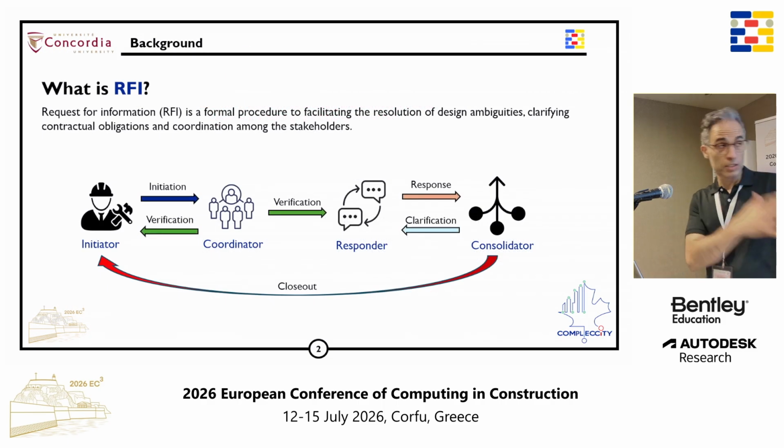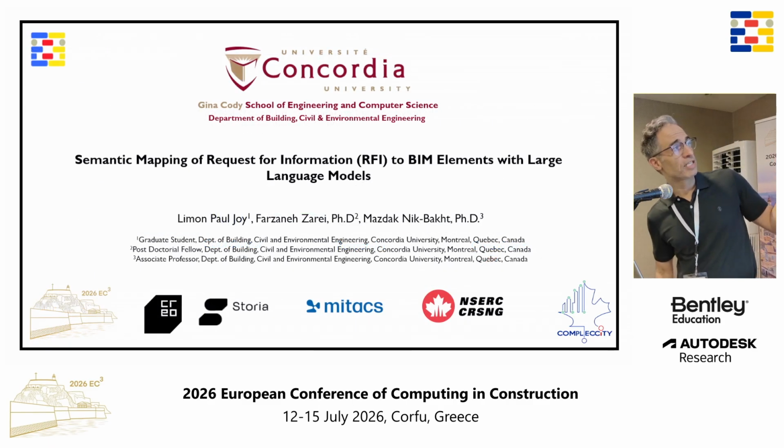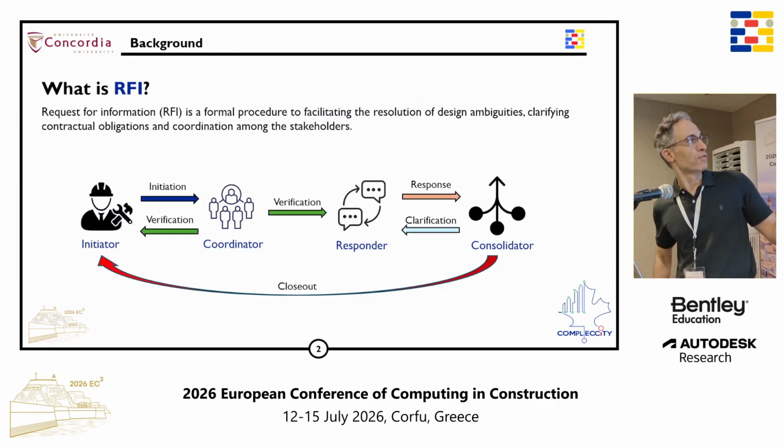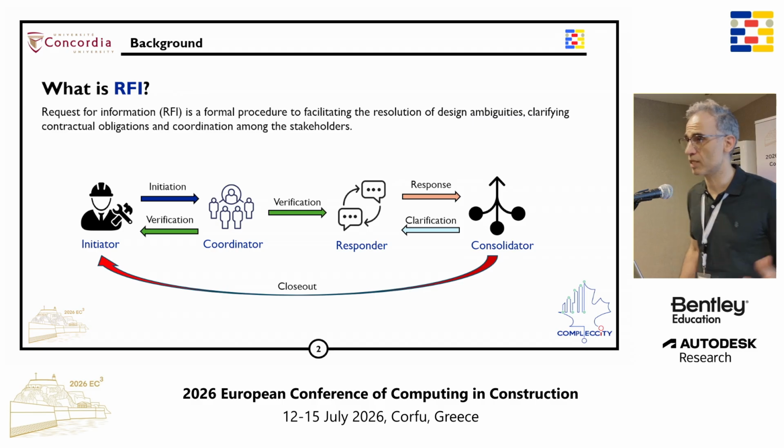This work is on, maybe I should have started with the title, semantic mapping of requests for information, RFI, I'm going to refer to them, to BIM elements with LLMs. RFIs, as we know, are formal procedures to facilitate the resolution of design ambiguities mostly, or when there are site discrepancies.